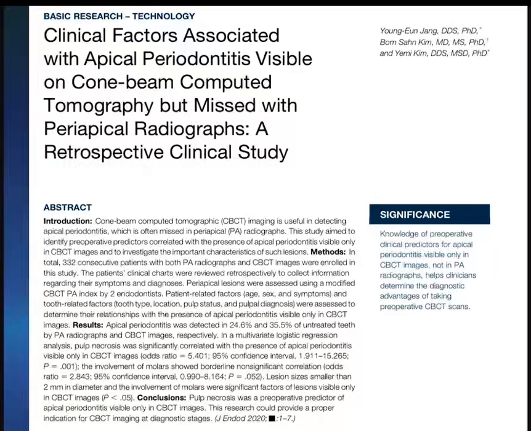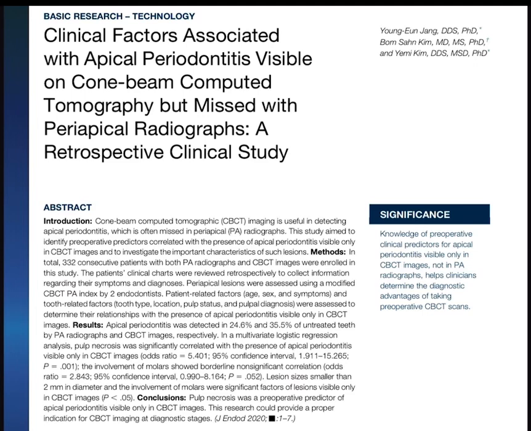Now, moving on to the methodology, periapical lesions were assessed using a modified CBCT PA index by two endodontists, and they recorded patient-related factors and tooth-related factors. For the patient-related factors, it was age, sex, and symptoms, and tooth-related factors included tooth type, location, pulp status, and pulpal diagnosis. And these were assessed to determine their relationships with the presence of apical periodontitis visible only in CBCT images.